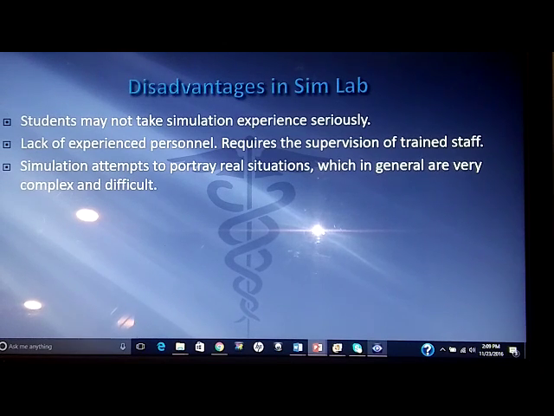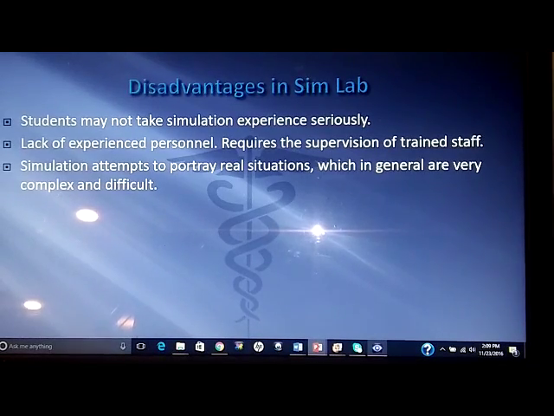Some other disadvantages might be the lack of experienced personnel. Because no one is really certified, we have different faculty who's been trained and worked in the simulation environment for many, many years, but no one is really certified. So it's a lesson learned, and we're learning as we go.